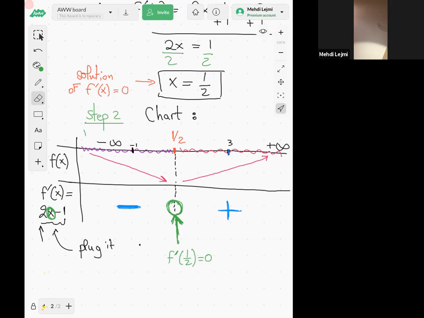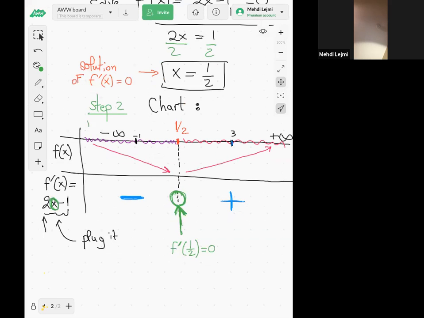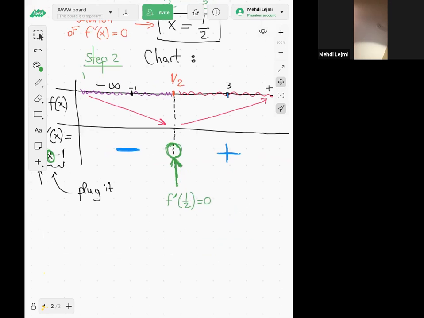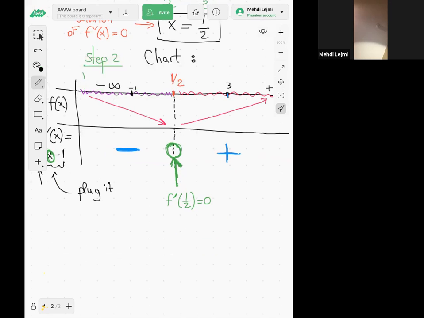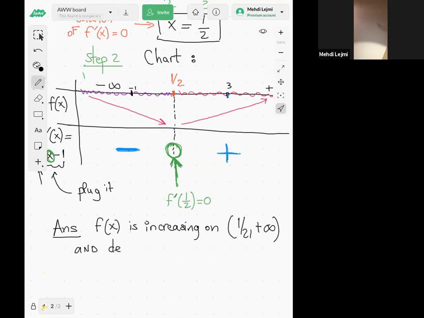So then the answer to the question: f of x is increasing on half to positive infinity, and decreasing on negative infinity to half.